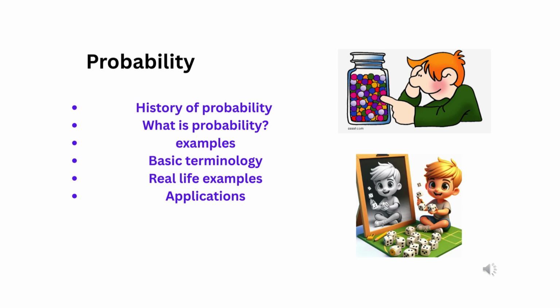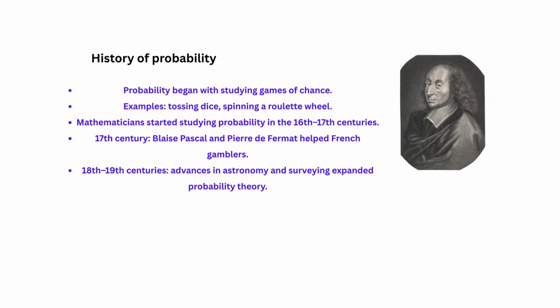So first of all, history of probability. The concept of probability has its roots in the 17th century when mathematicians like Blaise Pascal and Pierre de Fermat were trying to solve problems related to gambling. They developed the foundation of probability theory, which later evolved into the more formalized field we know today. Their work laid the groundwork for understanding uncertainty, which is at the heart of probability.